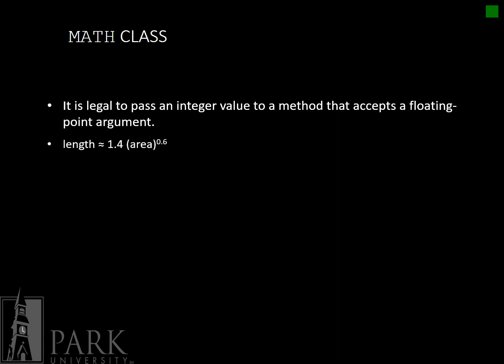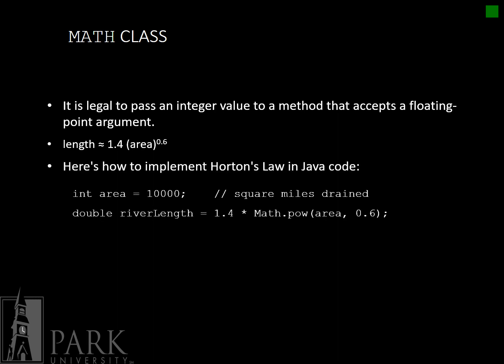And according to the book, Horton's law says that the length of a river is related to the area drained by the river in accordance with this formula. All right, so the length of the river is approximately equal to 1.4 times the area raised to 0.6. I'm not a geologist, I don't know where this comes from, so we'll have to trust the book on it. So if we wanted to implement this in Java, this is what it would look like.